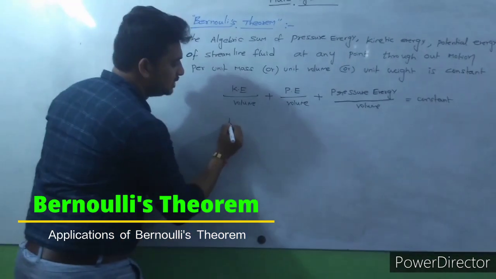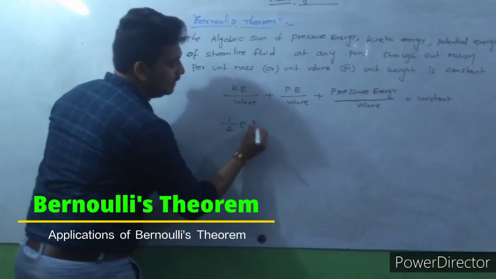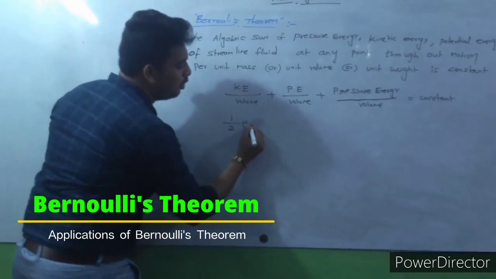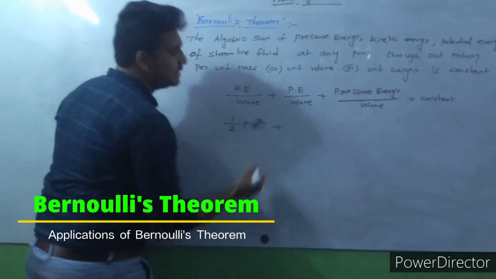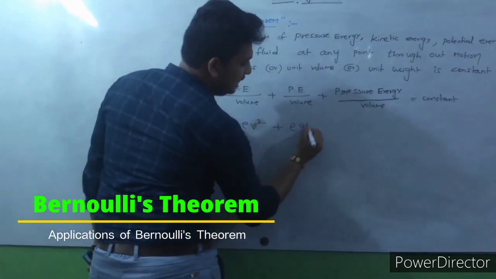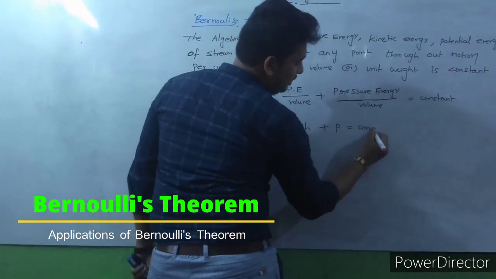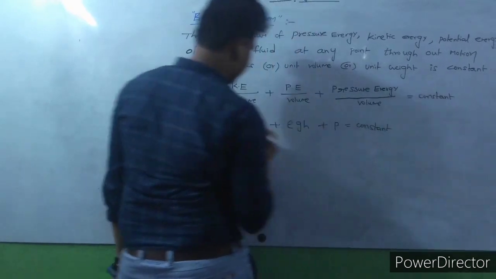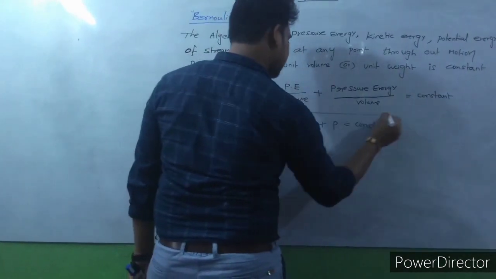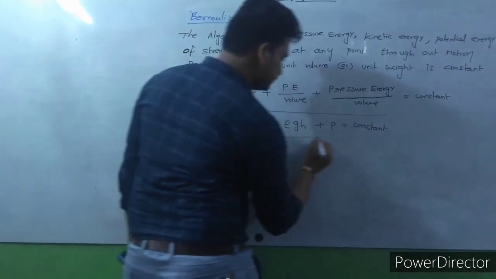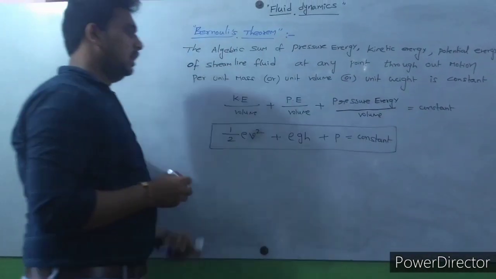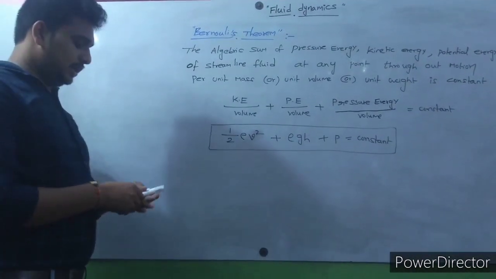Kinetic energy by volume, you already know, a few minutes back we calculated: half rho v square. Potential energy per volume means rho gh. Pressure energy per volume is P. The sum is equal to constant.